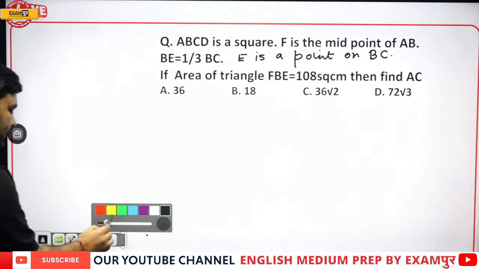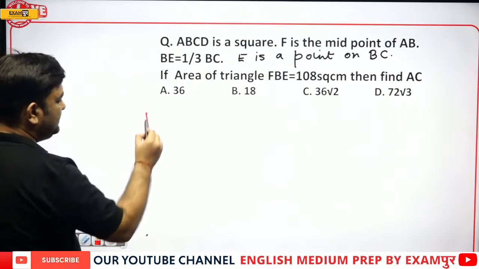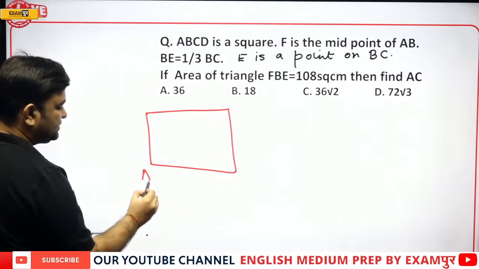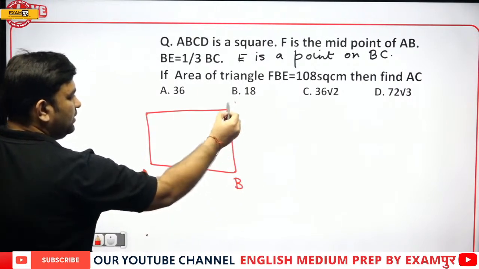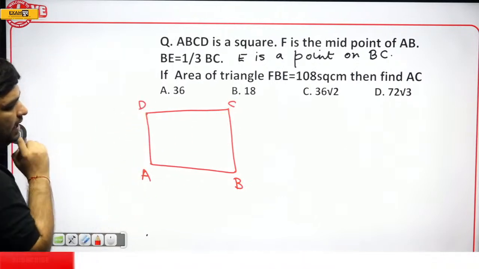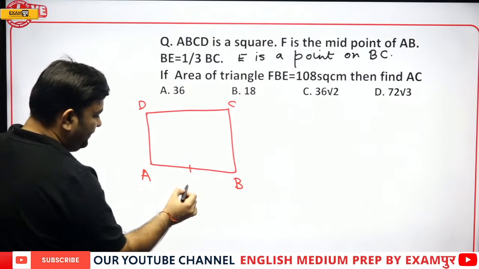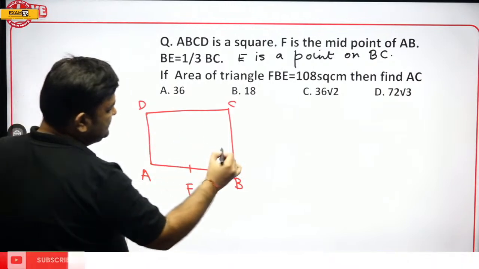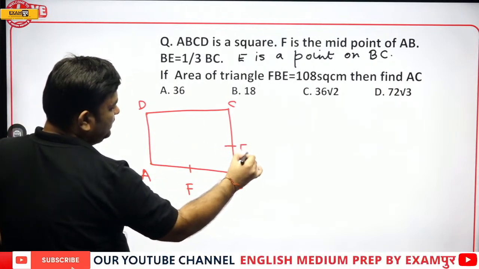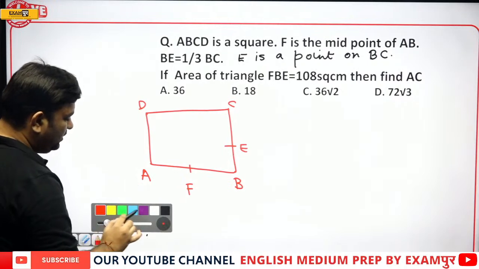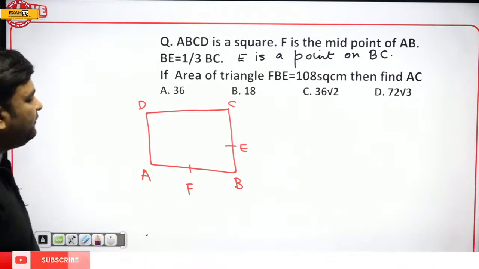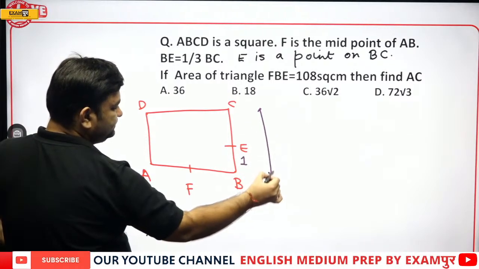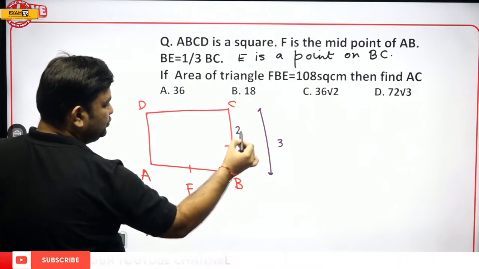ABCD is a square. F is the midpoint of AB. E is a point on BC such that BE is 1 by 3 of BC. So if this is 1, total is 3. Can I say this is 2?